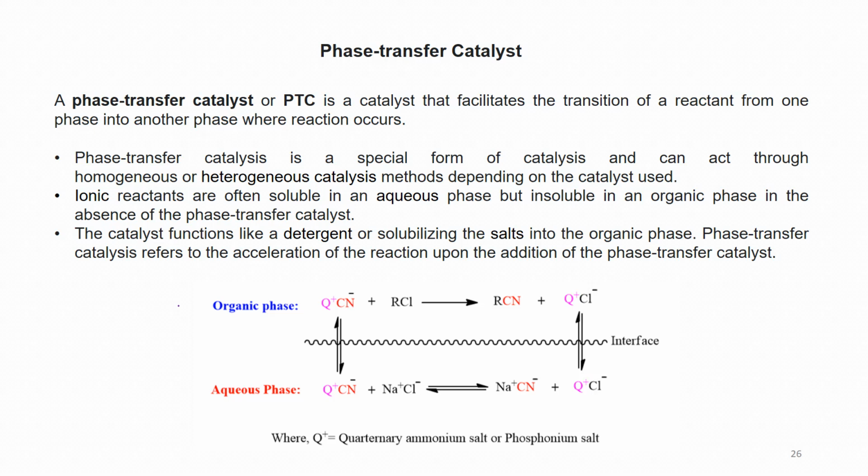Ionic reactants are often soluble in the aqueous phase but insoluble in the organic phase, in the absence of a phase transfer catalyst. Suppose a reagent, some salt, is there; that will be soluble in the aqueous phase, not in the organic phase. The catalyst functions like a detergent, solubilizing the salts into the organic phase. Phase transfer catalysis refers to the acceleration of the reaction upon the addition of the phase transfer catalyst. So here you can see in this diagram what is happening.